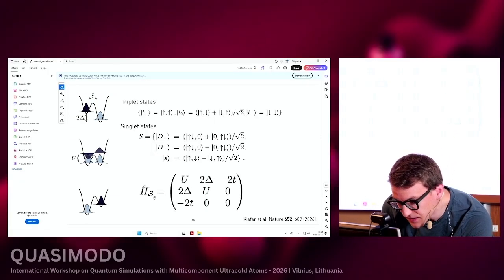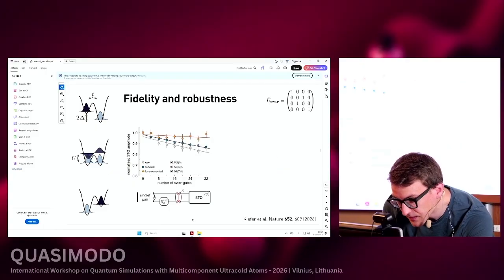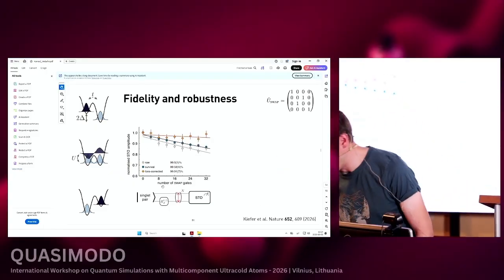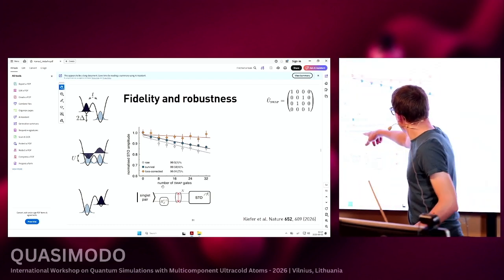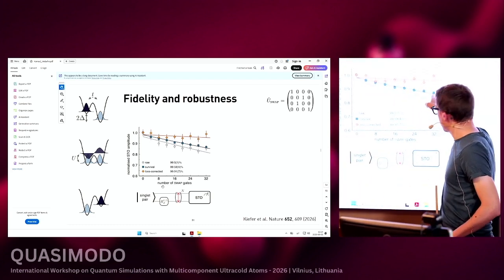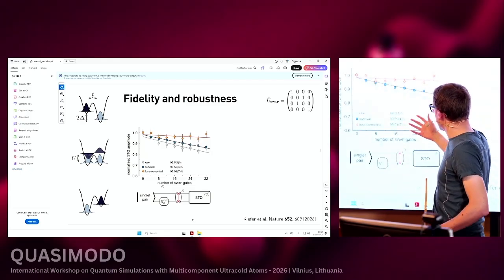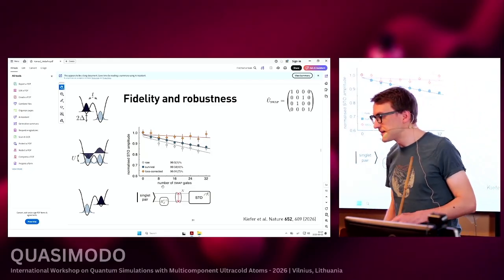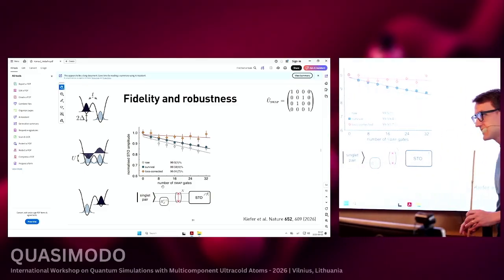So we repeat the gate many times and then fit an exponential decay. This is what we get. If we do 30 gates, we have a final state here, and we fit the exponential decay, and then we correct for, for example, atom loss, which is our dominating loss mechanism, and that's how we get the 3 nines.